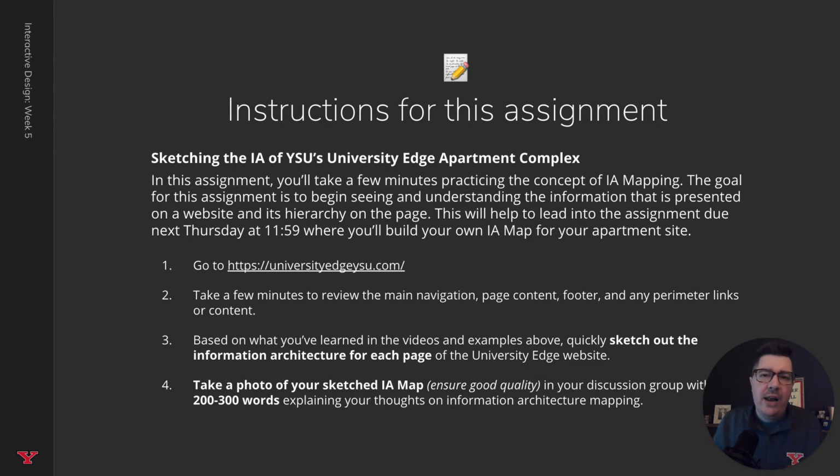I think you have a lot of great examples within this module of how to do that. Once you're done with that, if you're like me, it may take you a few sketches to make sure you're actually using the space on your page properly and you're not barely fitting in the last nav or the last link on the far right side of your sketched page. So you might sketch it a few times, but submit your best effort by taking a photo of your sketched IA map. Ensure that it's good quality. Make sure we can see it and there's no blurriness or fuzziness on it. And submit it in your discussion group with a 200 to 300 word explanation of your thoughts on information architecture mapping.